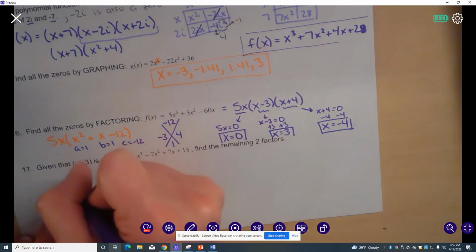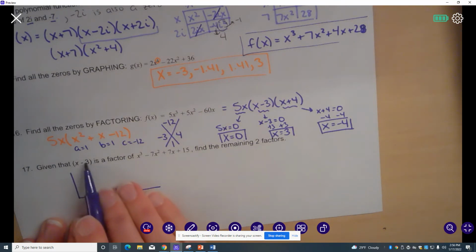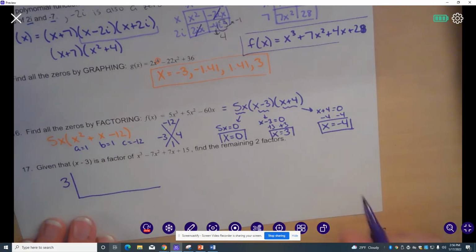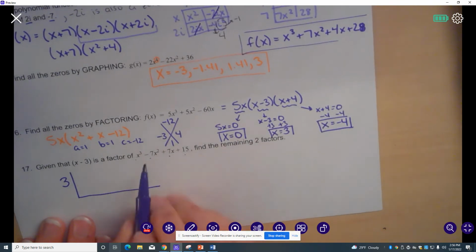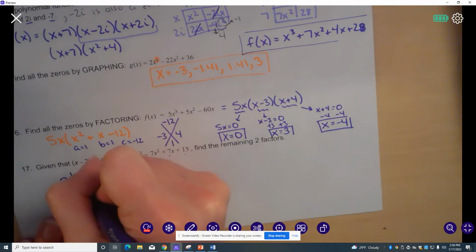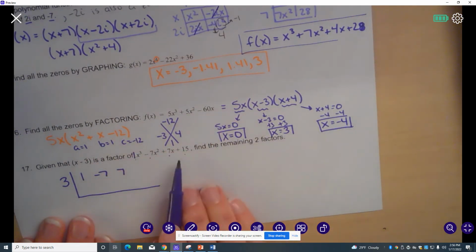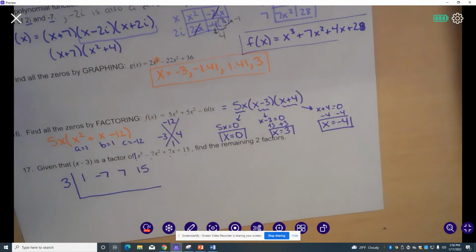So in synthetic division, remember, I'm going to set it up like this, where I have my 0. So positive 3 is going to be on the outside here. And then I'm going to put my coefficients of each term here. You just want to make sure you have coefficients for all terms. So you need an x cubed, an x squared, an x, and a constant. So I have 1 is my first coefficient, negative 7 is my second, positive 7 is my third, and 15 is my fourth.